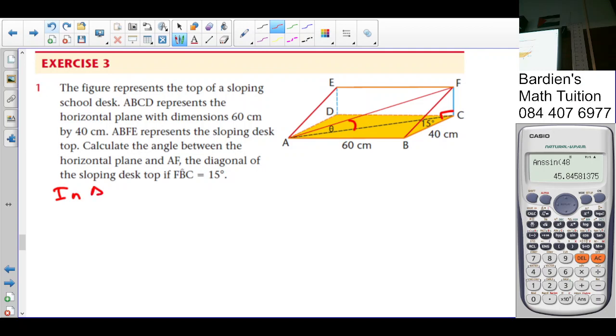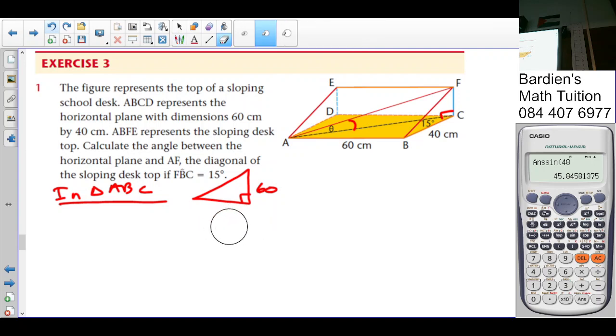So in triangle ABC, we have a scenario looking like this. It's a right angle triangle. How do I know it's a right angle triangle? Because the horizontal plane is what type of shape? A rectangle. So that is measuring 60 there and 40. It's actually the other way around, but it's the same thing. I don't want to confuse the already confused.